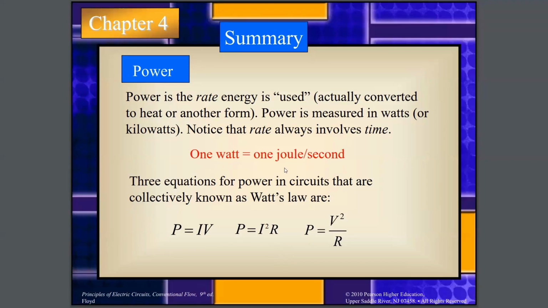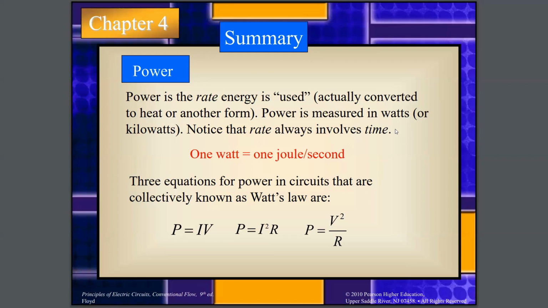The faster we use energy, or the faster energy is converted to another form, the higher power we're going to have. The slower energy is converted, we're going to have a lower power. So again, the unit for power is watts, and sometimes we use the kilowatts as well. Notice the rate always involves time.